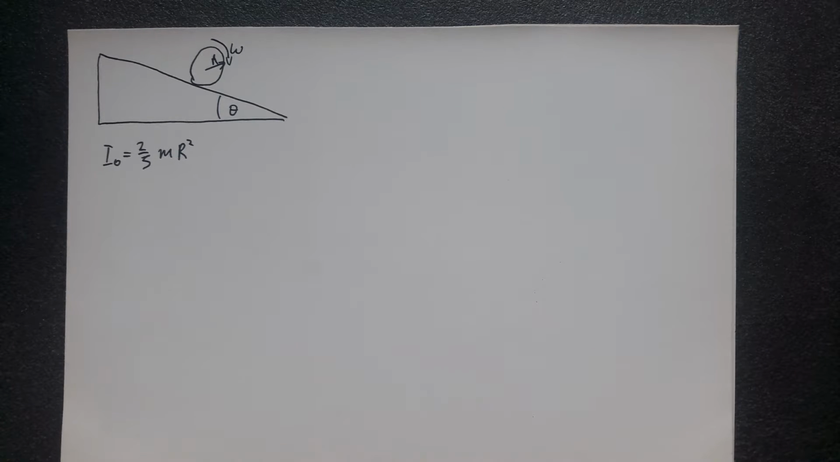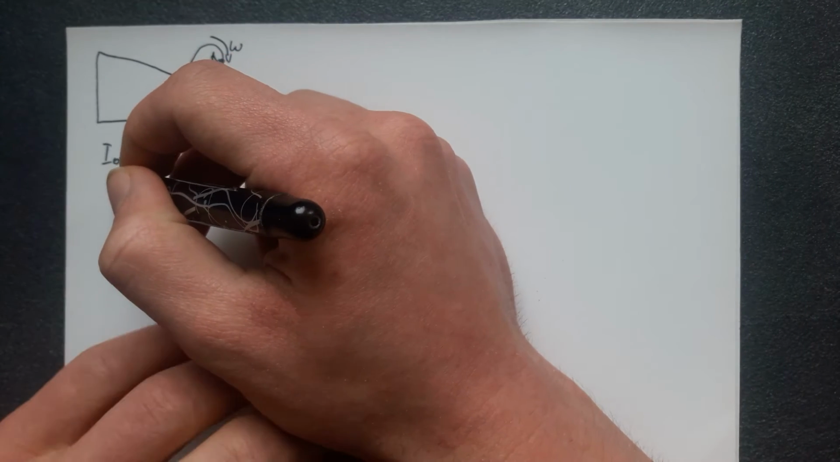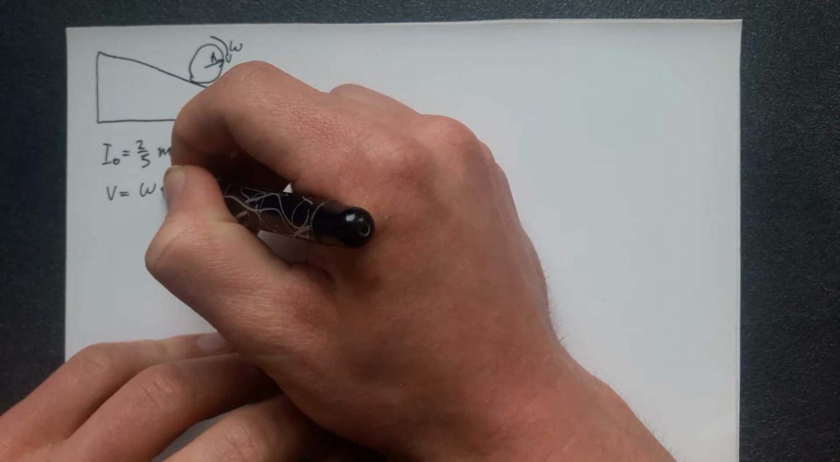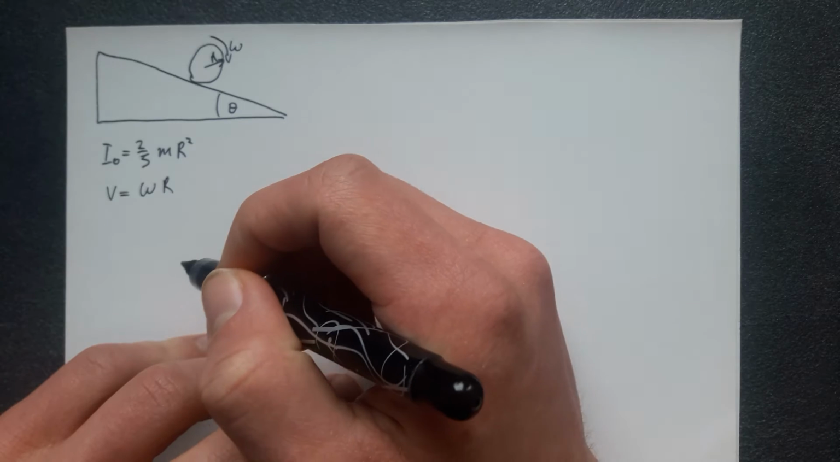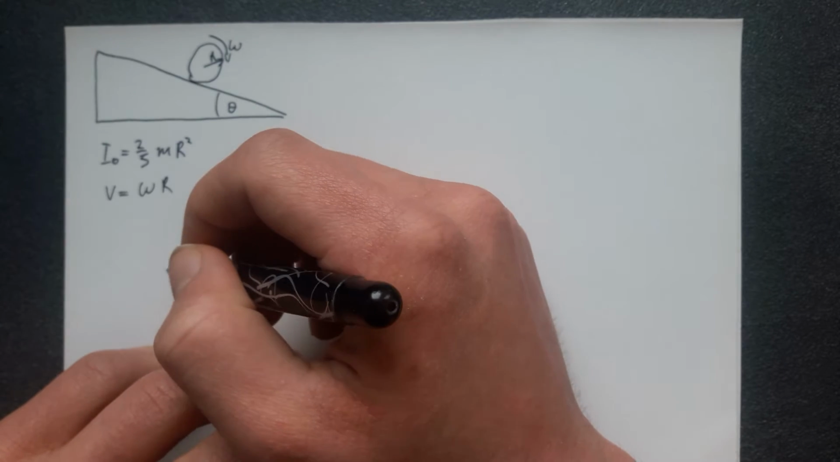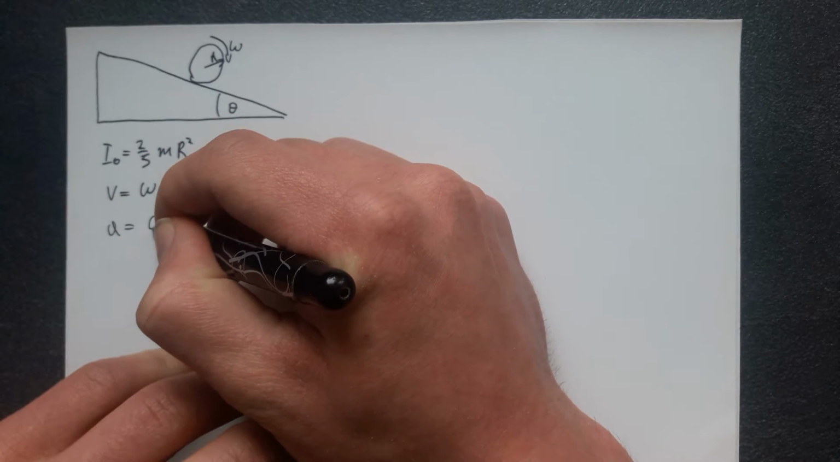Okay, so maybe let's start with solving the whole problem by writing the mathematical definition of rolling, which is that the velocity v is equal to angular velocity times r. And now let's take derivatives with respect to time on both sides. So here we get v prime, which is a, and here we get epsilon times r.